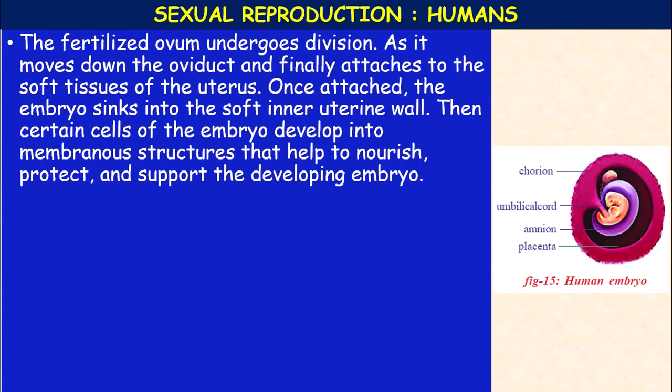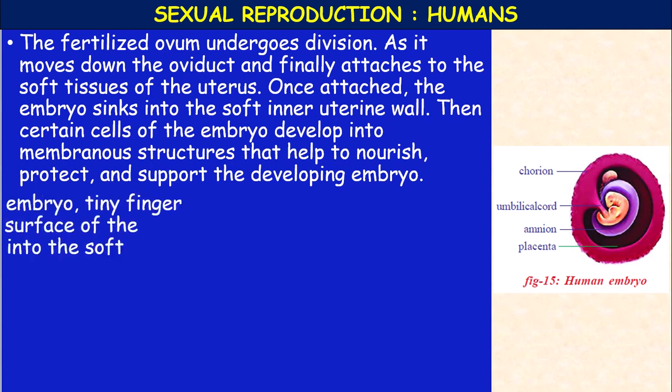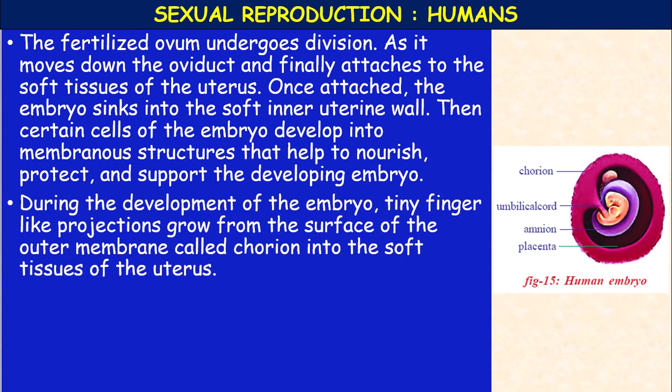The fertilized ovum undergoes division as it moves down the oviduct and finally attaches to the soft tissue of the uterus. This is called implantation. Once implantation occurs, the embryo sinks into the soft inner uterine wall. Then certain cells of the embryo develop into membranous structures that help to nourish, protect and support the developing embryo. These membranous structures are called embryonic membranes.